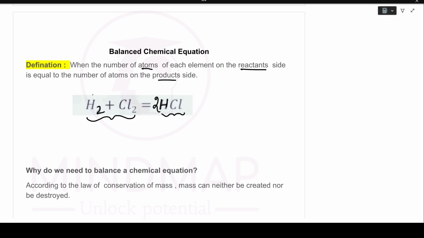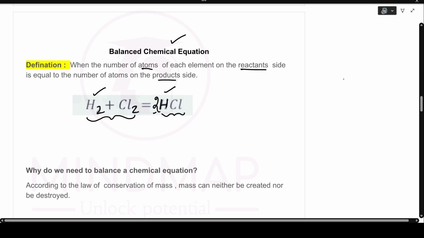Now you see your H on the reactant side has 2 atoms, and on the product side also you have 2 hydrogen atoms. Now let's check chlorine. Chlorine is again 2. Now check on your product side. Chlorine is also 2. This 2 written in front of a compound means it's for both hydrogen and chlorine. So in this way, your equation is balanced. So this type of equation is known as a balanced chemical equation.